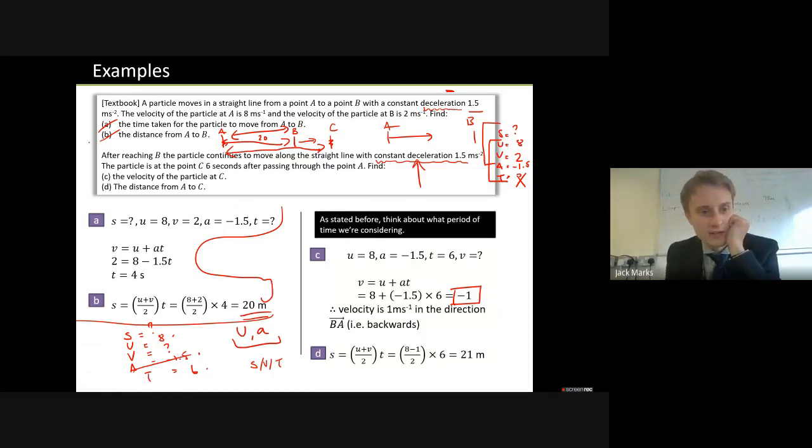The key part I'd like you to take away from this is when you start changing the situation, you need to think carefully and even draw, I would say, what's happening. And that can help you make sense of what's going on.